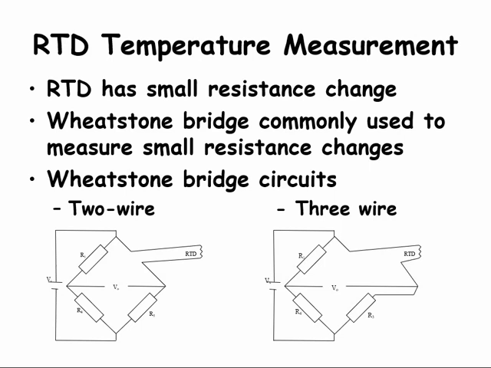With RTDs, we need to measure the resistance change, and the resistance change will be very small. Data loggers and interfacing devices normally measure voltages, so we need to use a Wheatstone bridge circuit to convert the small resistance change into a voltage that can be measured. We will talk more about Wheatstone bridge circuits later. The two figures show two Wheatstone bridge circuits. The three-wire circuit is the preferred circuit.